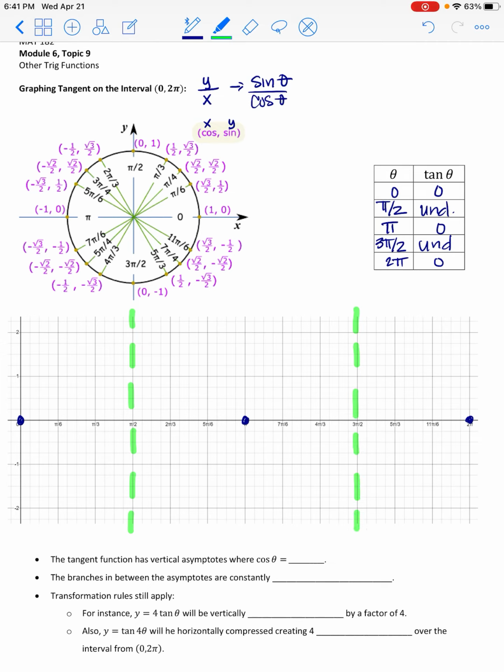Now that's all we put in the table. That's not really enough for us to make a complete picture. So we're probably going to want to figure out at a few more angles what's happening with our tangent. So let's go ahead and go through a few more.